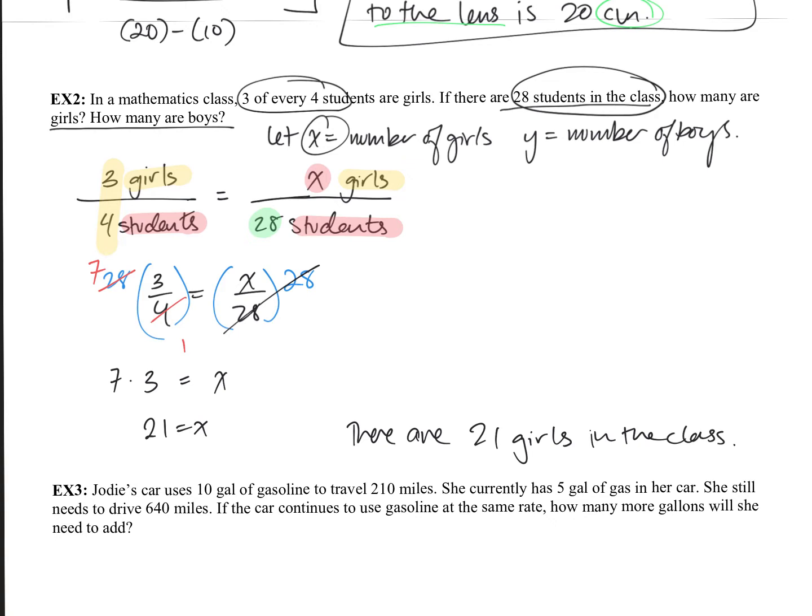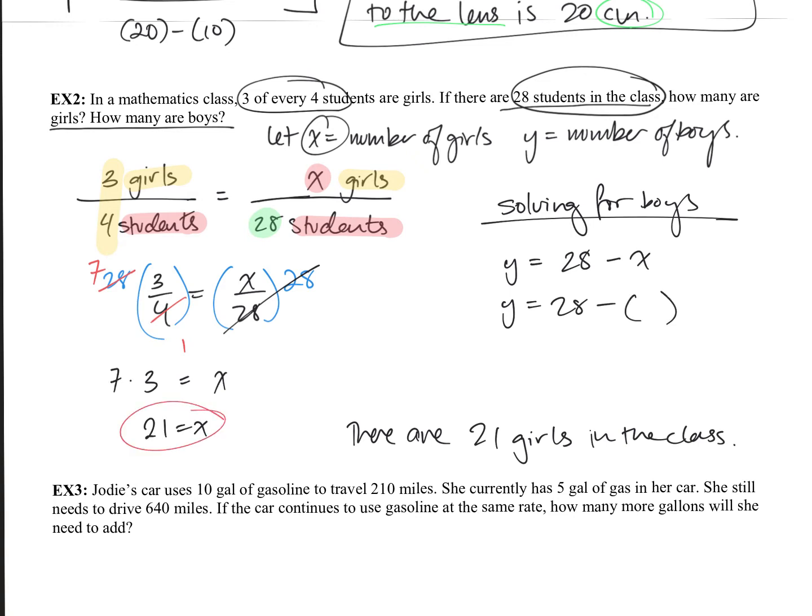Well, how many boys are there? So I'm going to go ahead and label my work here. Solving for boys. Well, we know that that's just going to be y is equal to 28, which was the total number of students, minus the number of girls. So that's just going to be y equals 28 minus 21, the number of girls. Which means in that class, there are going to be 7 boys. That's a very interesting mix. So 21 girls in the class and 7 boys in the class.